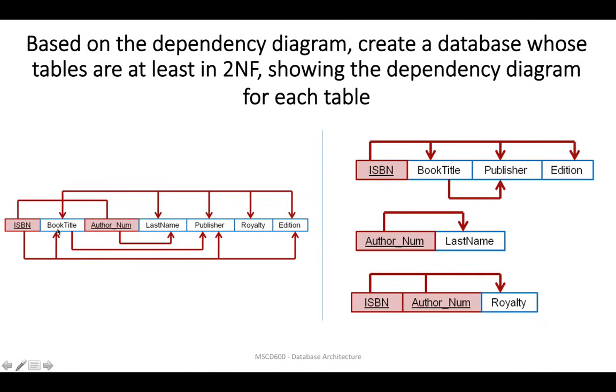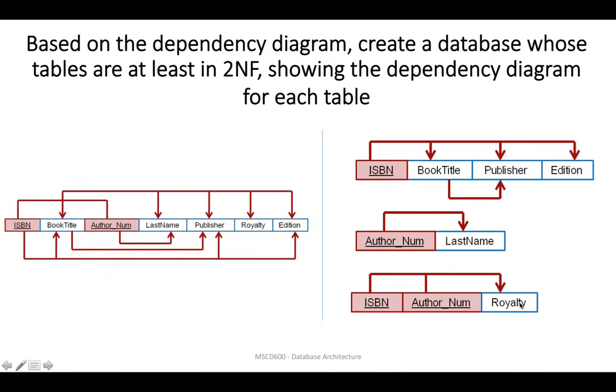Book title is no longer there because it was functionally dependent on ISBN, so it got removed. Publisher got removed, and edition got removed. Okay. In addition to that, last name got removed and got placed in the author table. So the only thing left is ISBN, author number, and royalty.